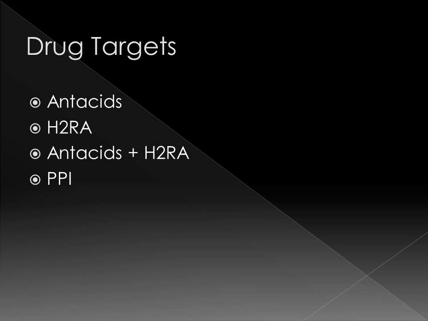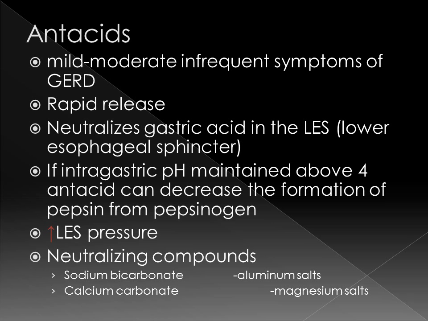The drugs that we will be discussing today are antacids, H2RAs, antacids and H2RAs, and PPIs, proton pump inhibitors. Antacid is used for mild to moderate infrequent symptoms of GERD. It has a rapid release and it neutralizes gastric acid in the LES, the lower esophageal sphincter. If the intragastric pH is maintained above 4, antacid can decrease the formation of pepsin from pepsinogen. Antacid increases LES pressure, and the neutralizing compounds are sodium bicarbonate, calcium carbonate, aluminum salts, and magnesium salts.